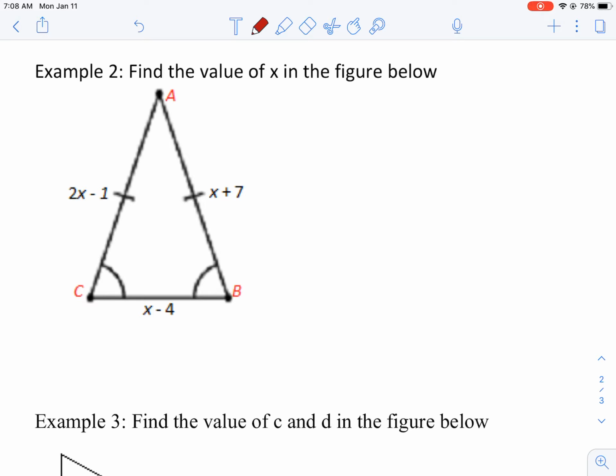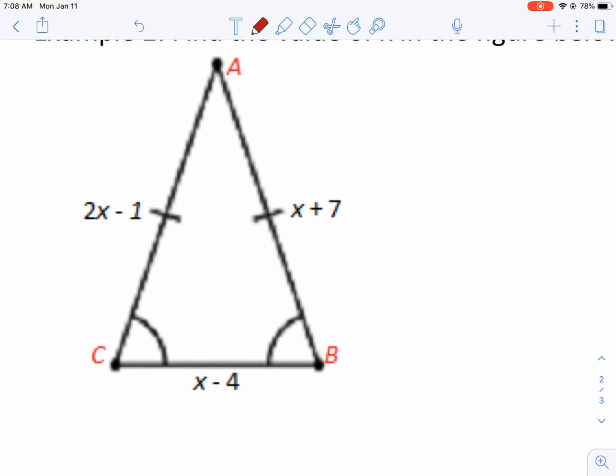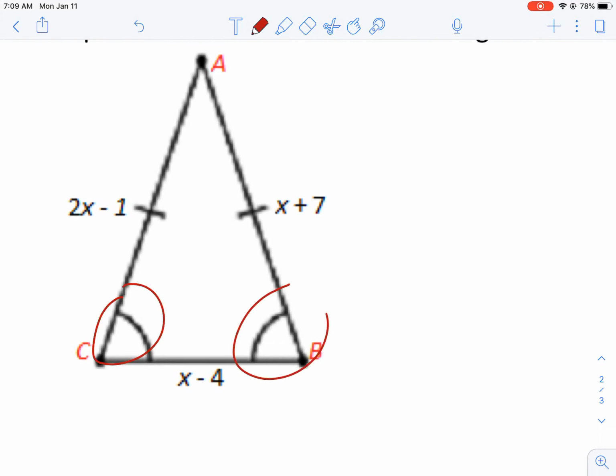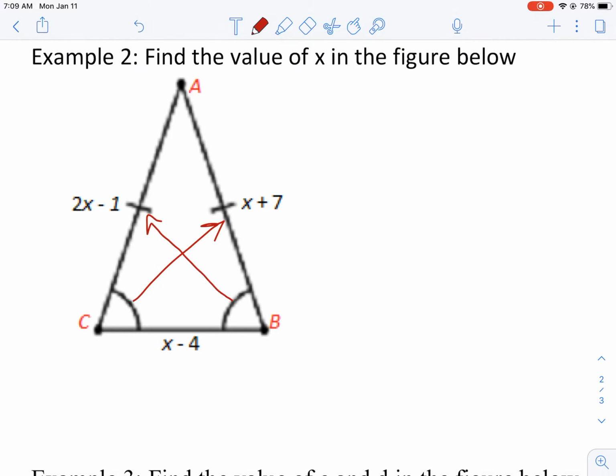So here's another example. Find the value of x in the figure below. So this one is a good problem because you actually have all three sides. And you know that two of the sides are congruent, right? Because these two angles are congruent. So you need to look opposite of those angles, okay? So these two sides are congruent. And if the sides are congruent, that means we can set them equal to each other.